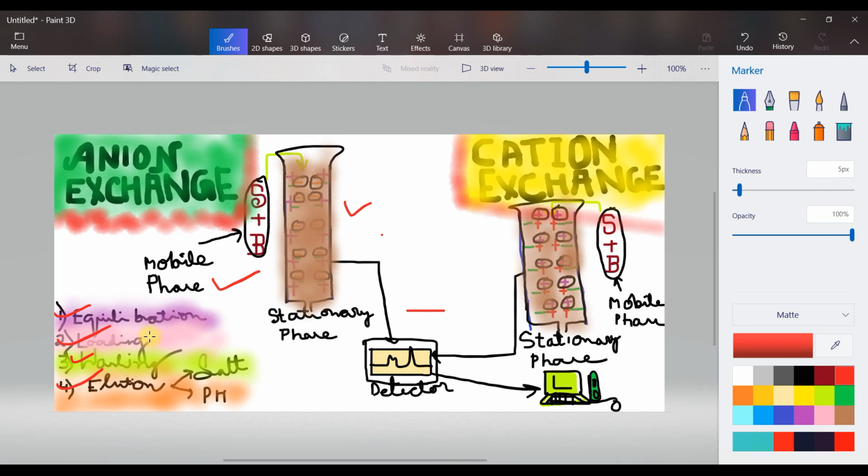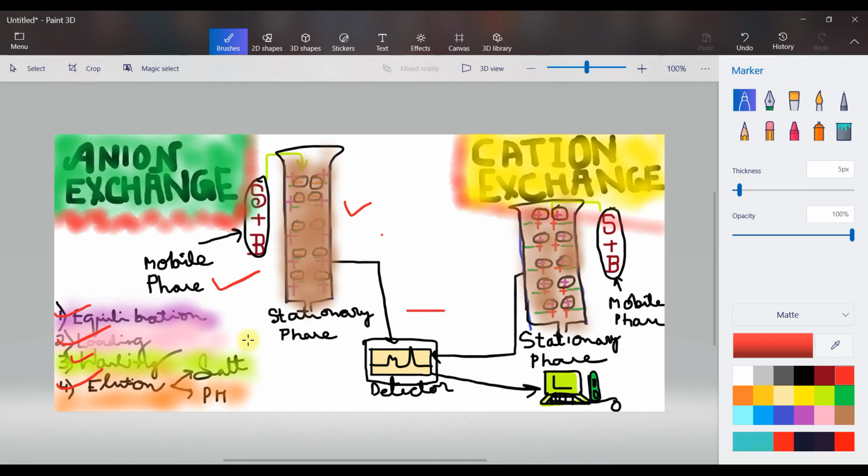Similarly, in loading, buffer is used mixed with the sample to be poured in this column. And one thing, in equilibration, the flow rate is fixed, but in loading the flow rate is relatively low, because we need to make sure that the sample properly binds with the ions in the resins and replaces these functional groups.